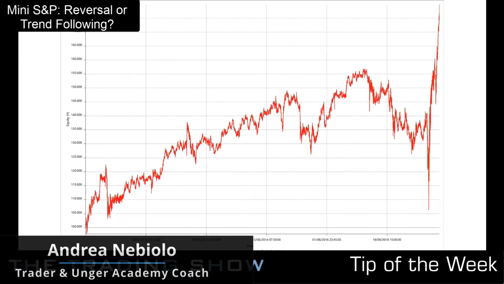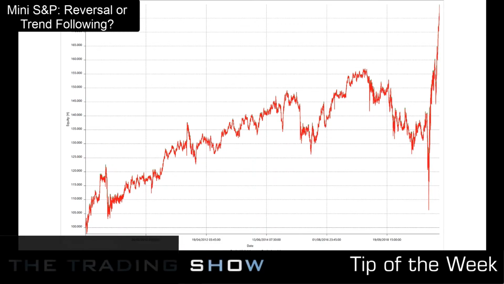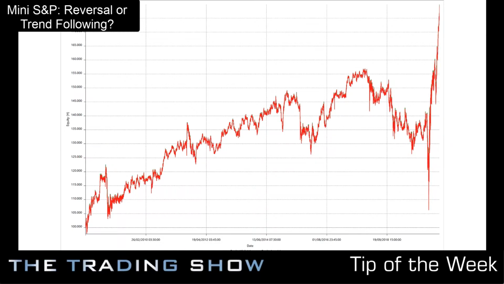Hello everyone from Andrea Unger, and today we will see how to distinguish a reversal underlying from a trend follower underlying. So here you can see the detailed equity curve of a very simple reversal strategy applied to the E-mini SP500 future. In this case, the strategy is really simple and consists in buying the low of the previous session and going short on the previous session's high.